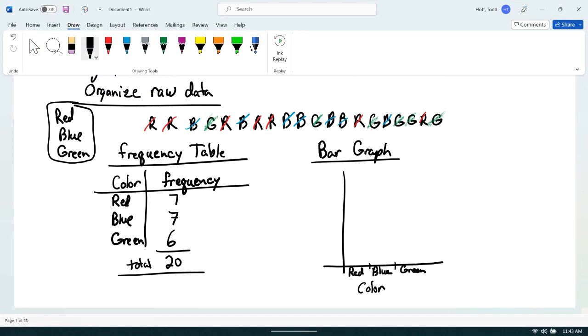Now up the left side, I need a scale that encompasses our highest number. Well, this only goes up to 7. So I'm just going to go 1, 2, 3, 4, 5, 6, 7. So my bar for red has to go up to 7. For blue has to go up to 7. And for green has to go up to 6.